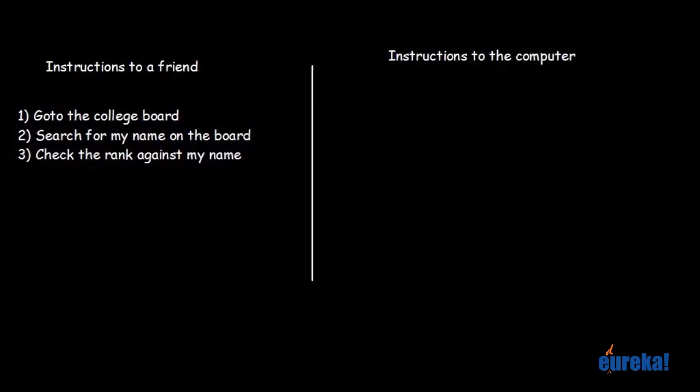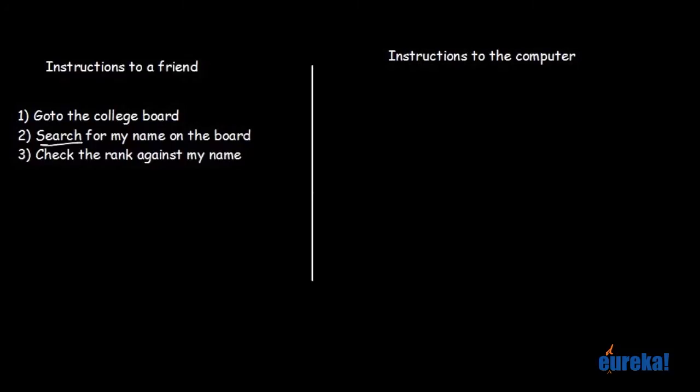Now, the same instructions will not work with the computer. Let's see why. Go to the college board is okay. Even if we're talking about a 3-year-old kid, you can tell him, go up to the college board, which is fine. Now the problem is with the second step. When we say search for my name, the term search does not make any sense to a computer. It does not know what search means. Or let's say a 3-year-old kid who doesn't understand the term search.